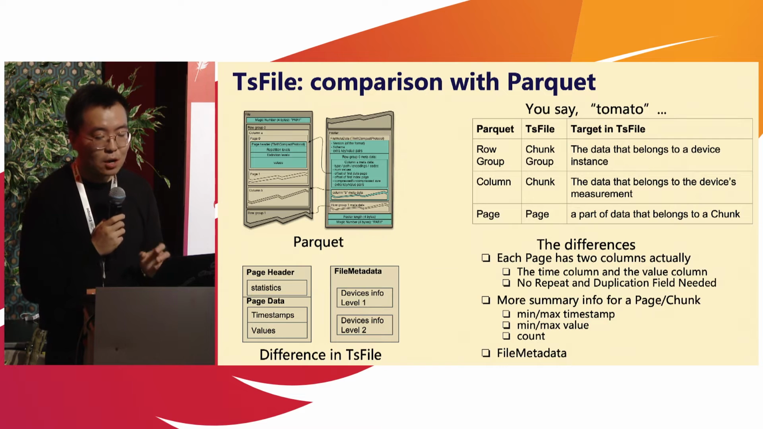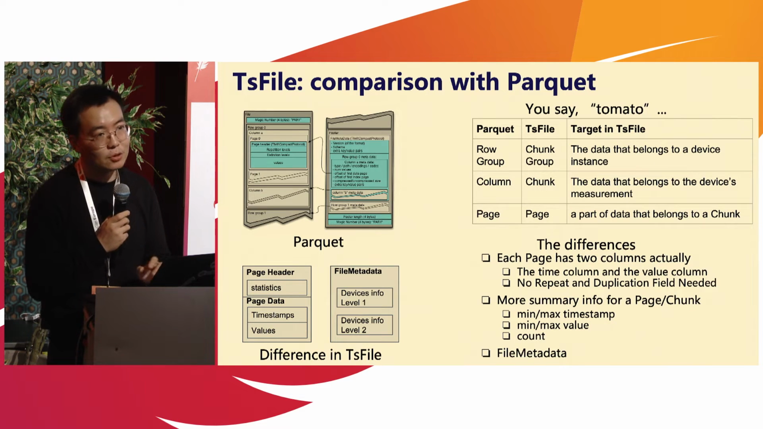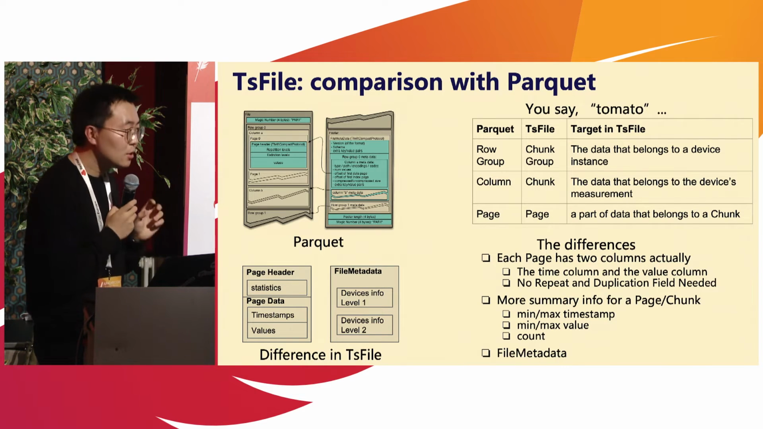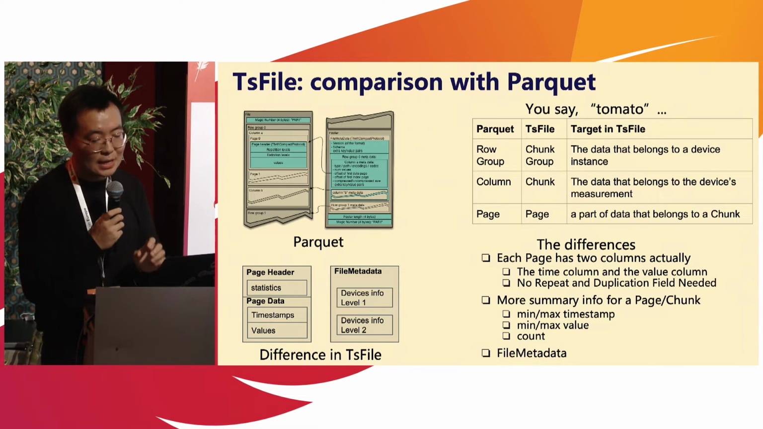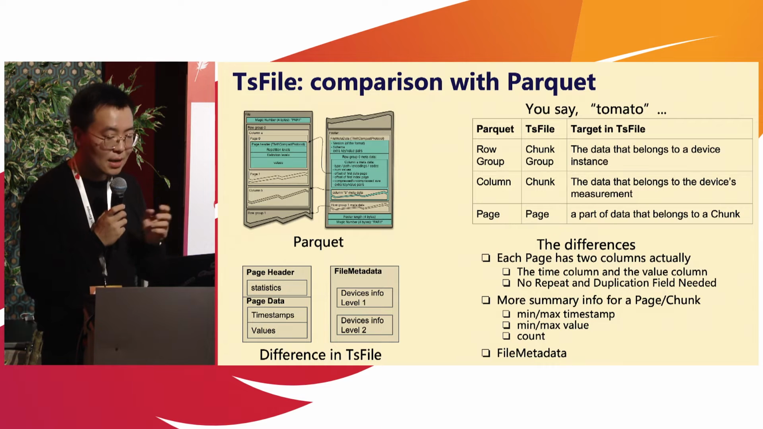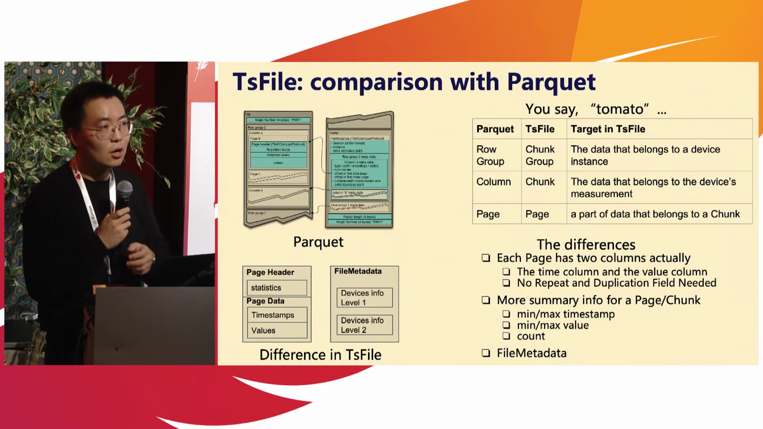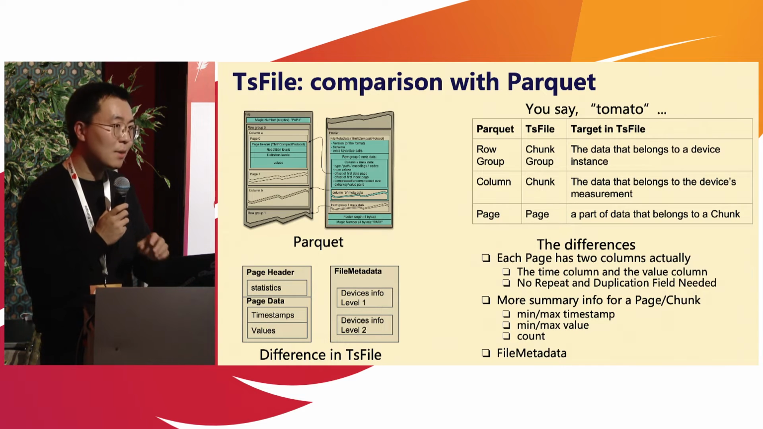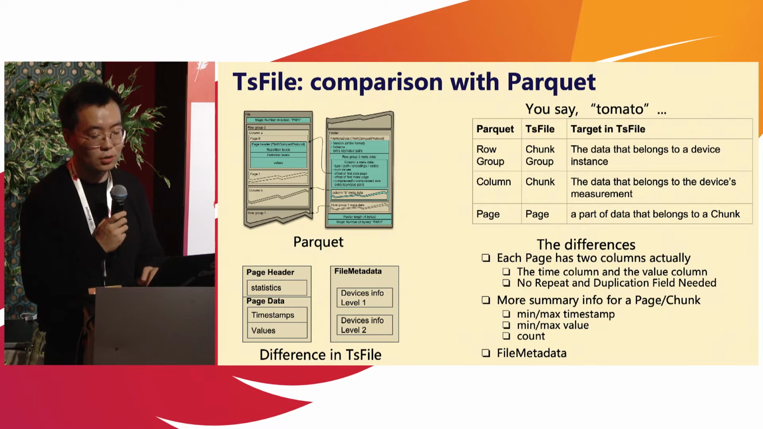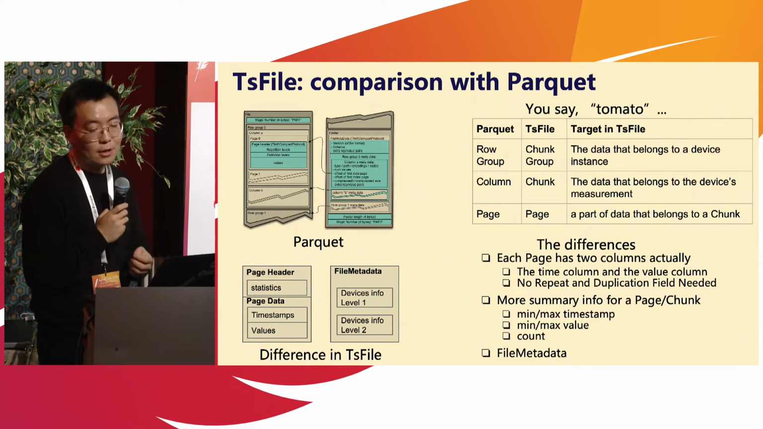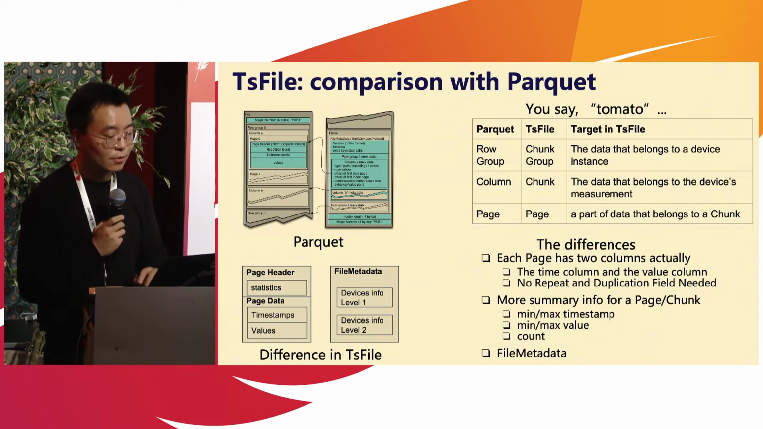Secondly, because we know that the data is time series data, the page and the chunk header can have much useful information, such as the minimum and the maximum values in the page or in the chunk, and the maximum and the minimum timestamps in the chunk. Using this info, we can accelerate the query filter.